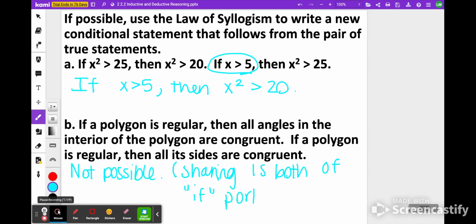Okay. And to try to reiterate the second example, if a polygon is regular, then all its sides are congruent. And if a polygon is regular, then all interiors are the same. We're not using the law of syllogism here because we would have to write a completely new statement to make that work. So neither of those conclusions is the same as the other statement's hypothesis. So they're not bridging the gap there.